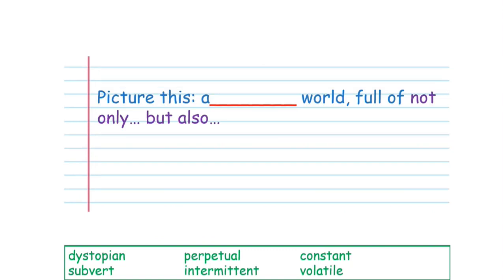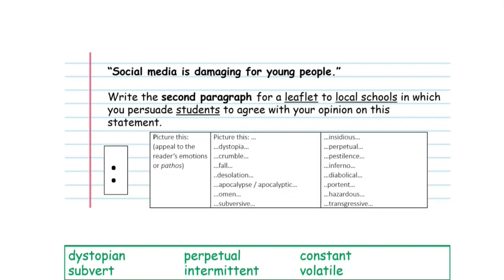So we start with this. Picture this, colon, a something world. You can use dystopian world, a hellish world, full of not only something but also something else. To fill in those gaps, you can use ideas from your mind map. So recap your mind map if you need to. So full of not only bullying but also misogyny. But I want you to improve upon that by using your mind map.